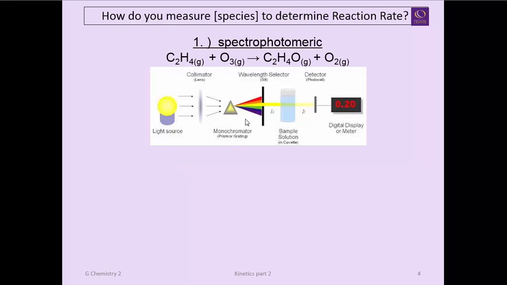One of the ways that you measure is spectrophotometric. In other words, you have some sort of excitation source, in this case a light. It passes through the sample, and some of the light is absorbed, and you measure how much is transmitted, or you measure how much of the light is missing and record the absorbance. And for this particular reaction, you can measure the absorbance of ozone.